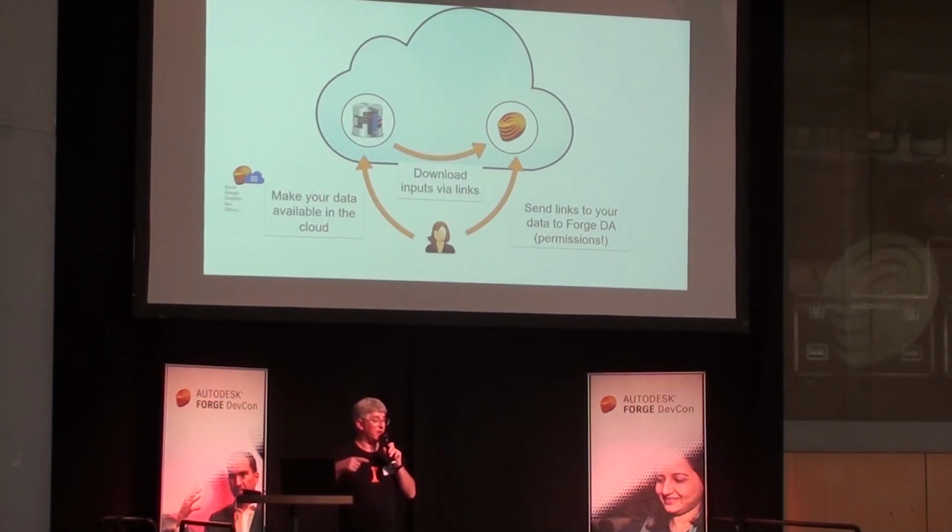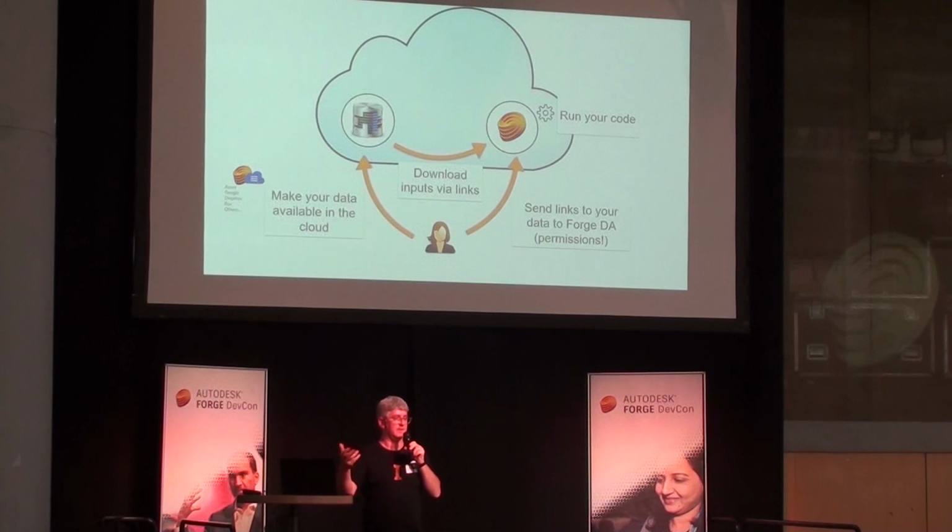We download those links onto our worker. So this is our worker over here. You've already uploaded your code, so we're going to run your code. So let's say it's an Inventor add-in. We'll walk through what that actually looks like here in a minute.